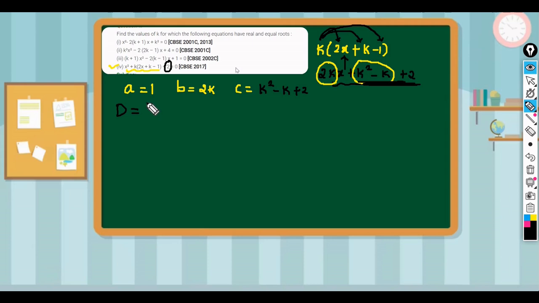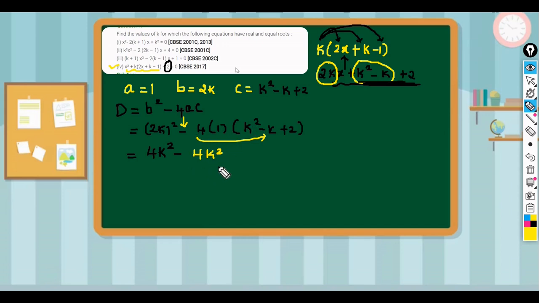Now let's go to d and find out that d is equal to b square minus 4ac. Be careful when you have such questions. Observe them and crack them properly. So now here 2k whole square minus 4 into a is 1 and c is k square minus k plus 2. So very simple. Now 4k square, let's multiply this 4 to all of them. So we will have 4k square. Remember there is minus outside, okay? While multiplying, consider that also. Minus 4 into k square, minus 4k square.